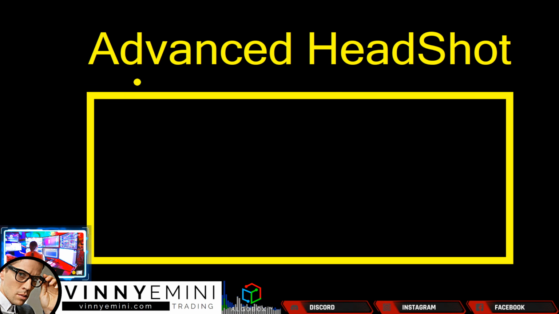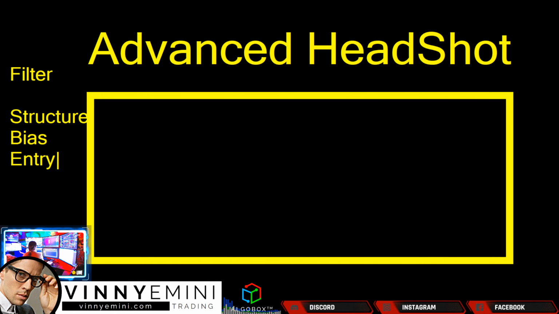So before the headshot, before you take the trade, what are some of the pre-filters? We talk about the filters first. All right, step one, filter: structure, bias. What else? You'd say the MACD, but we already kind of include that one. That's it, right? Structure, bias, entry strat. Okay, so we are at the point here, we're going to be focused right here on the entry strat.